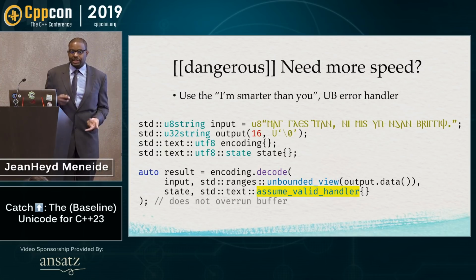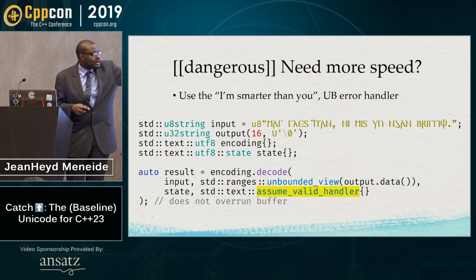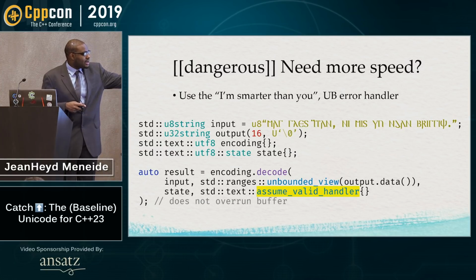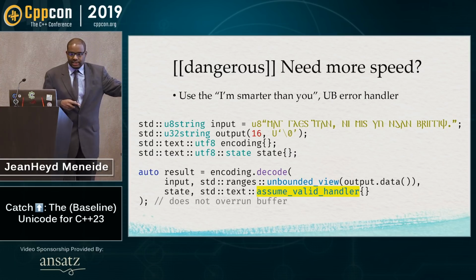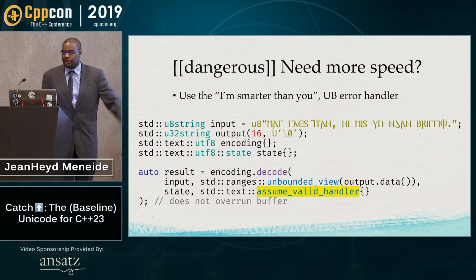And so this is your way of opting into not only maximum speed with an unbounded view, but to say, listen, even if I have bad code points, just ignore them, right? Everything's fine. Assume valid handler, just keep going.